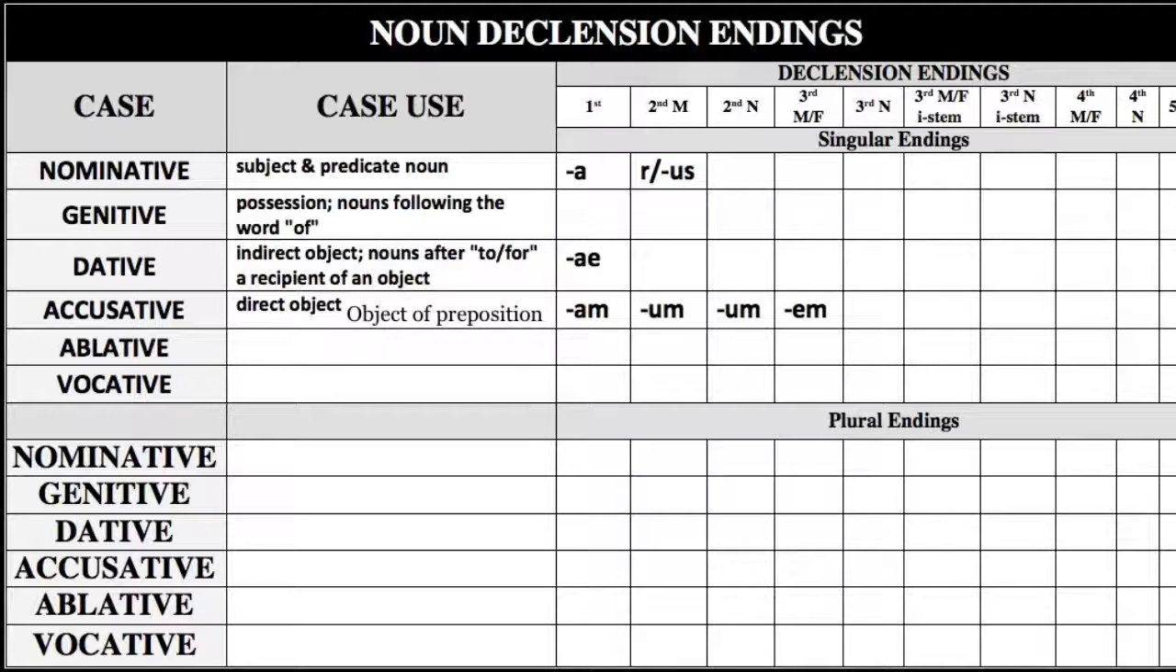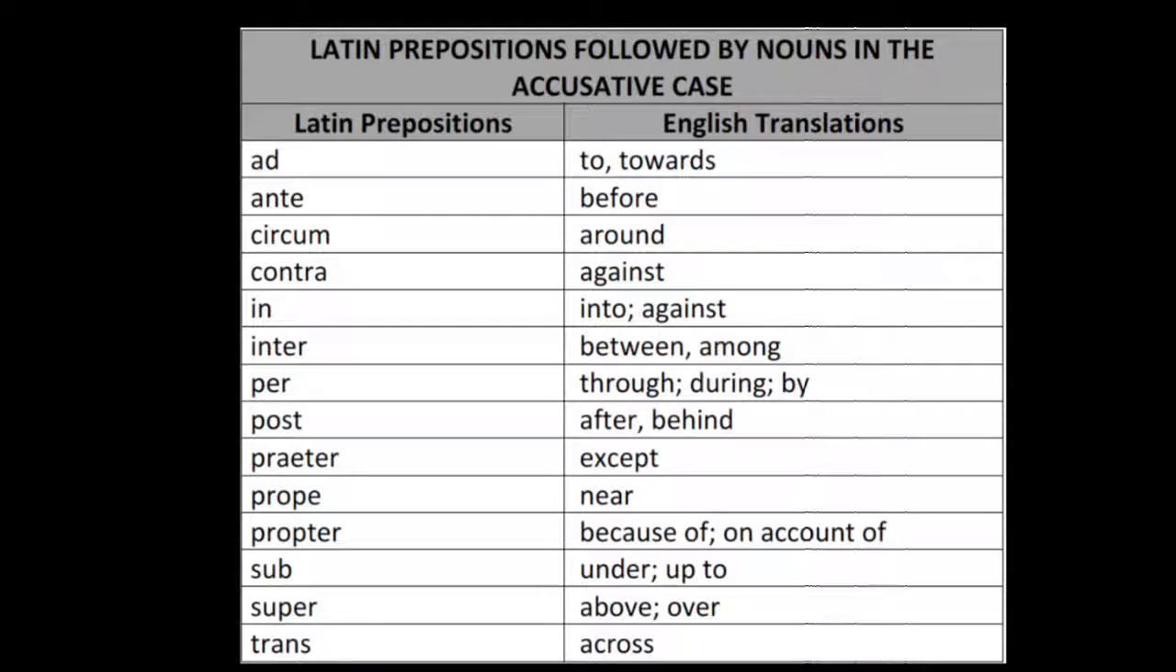The simple answer is that a preposition has to come in front of the noun that is the object of that preposition. Let's take a look at a list of prepositions that must be followed by accusative case nouns. You can find this list in the Resources and Handout folder in Chapter 3 or attached to this page. Here is the list. Latin prepositions followed by nouns in the accusative case.